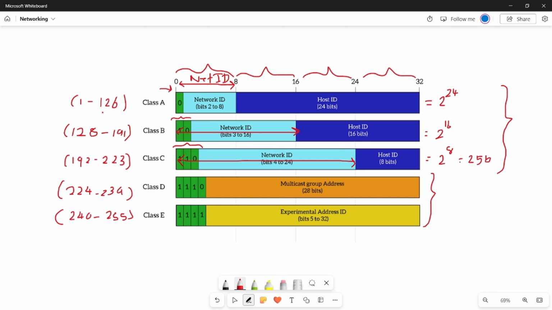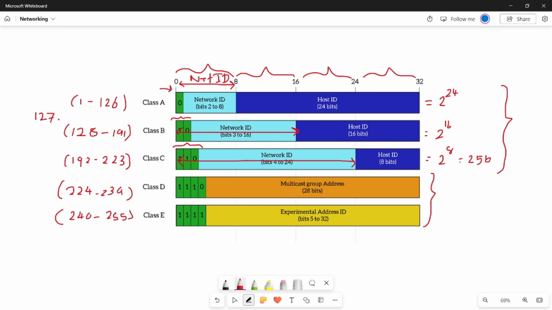The special thing to focus on here: class A IP addresses contain the range 1 to 126, and class B IP addresses start from 128 to 191. If you compare class B and C, class B ends with 191 and class C starts with 192. But when considering class A and class B, class A ends at 126, but class B starts at 128.